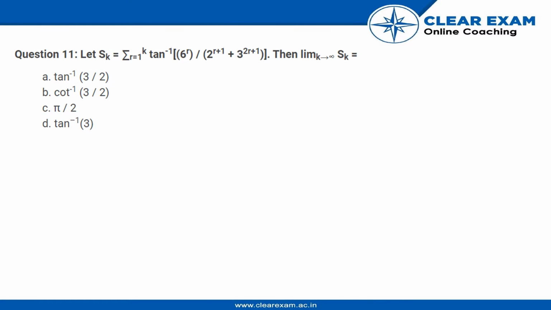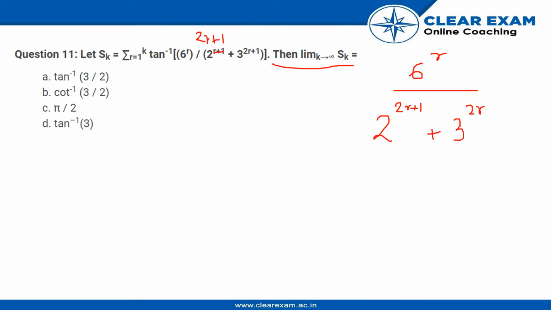Here we have been given Sk as a summation of r equal to 1 to k tan inverse of 6 raised to r upon 2 raised to 2r plus 1 plus 3 raised to 2r plus 1, and we have the limit k tends to infinity Sk. We need to find this value. So we will look at the term in the tan inverse part. We are going to simplify this in order to solve this question.